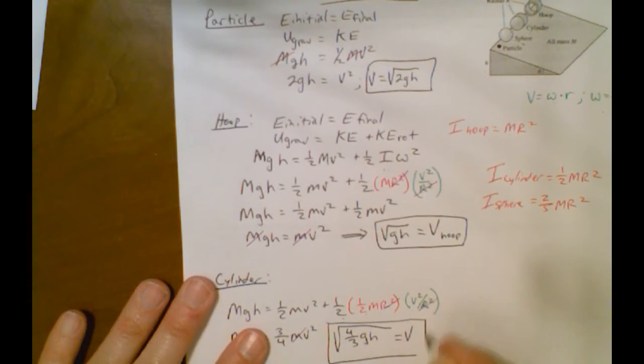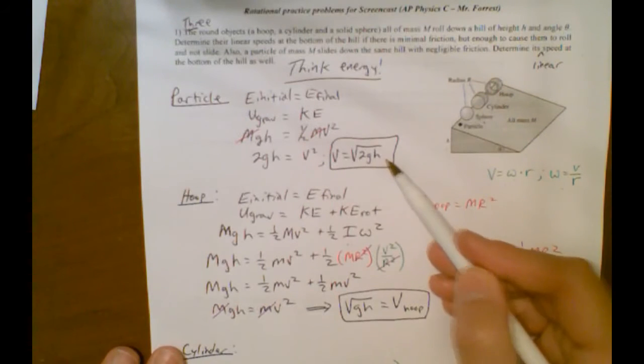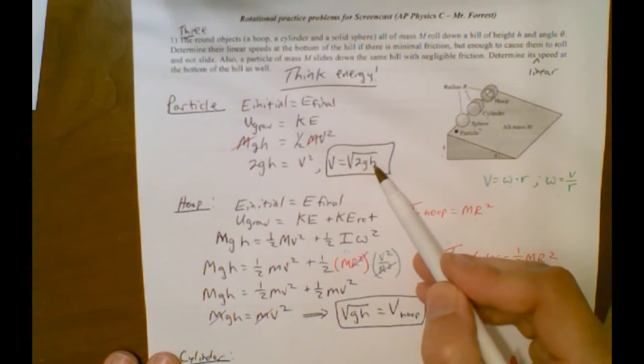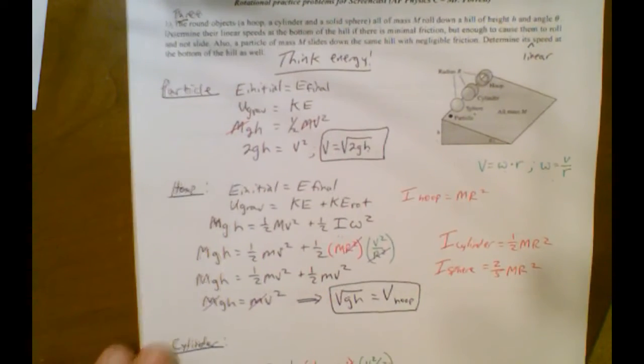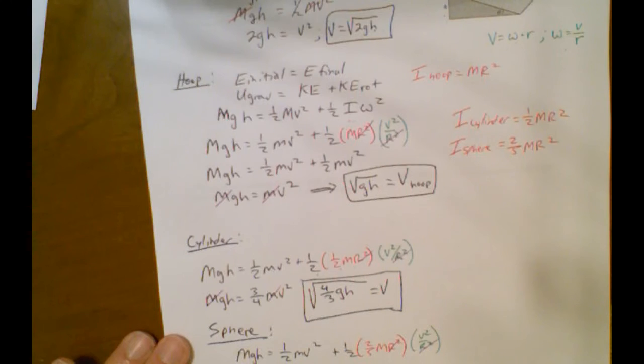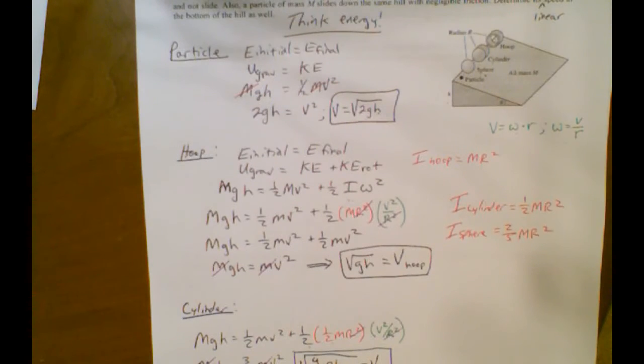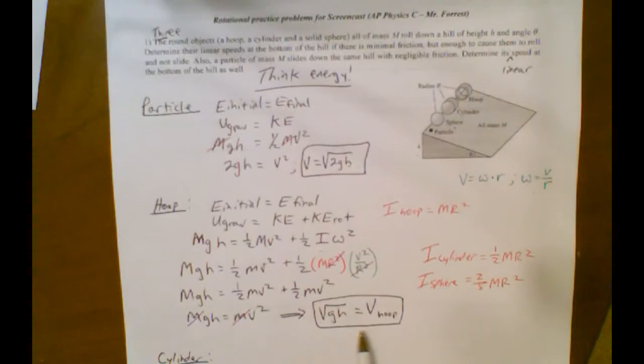Well, it agrees with what we would think, which is that the particle will get down there first. How do we know? It has the highest final speed. So radical 2 gh. Here, this has the next highest speed, radical 1.4 gh. Here, this has the next highest speed, radical 4/3 or 1.33 gh. And the hoop has the slowest speed, just radical gh.